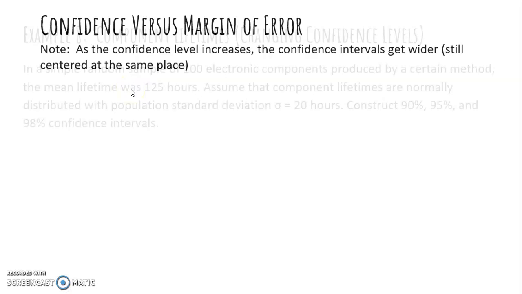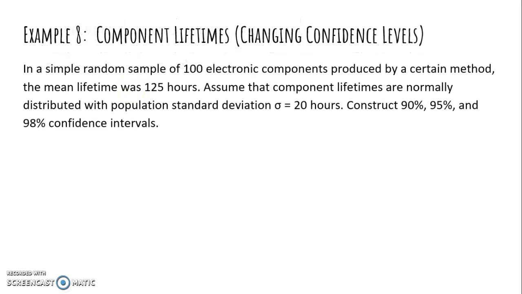So, in a simple random sample of 100 electronic components produced by a certain method, the mean lifetime was 125. Assume that the component lifetimes are normally distributed with a population standard deviation of 20. Construct a 90, a 95, and a 98% confidence interval. So we're going to do all three.